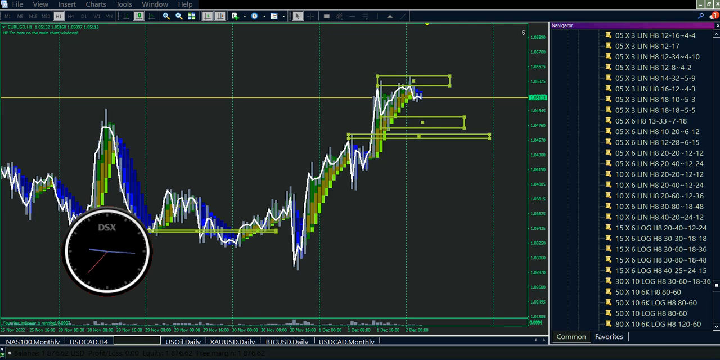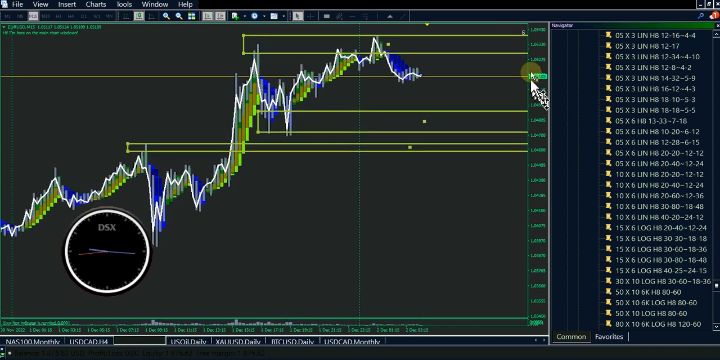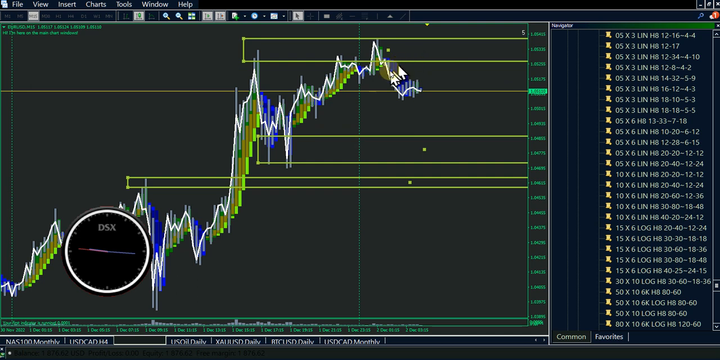Okay, it's 15 minutes after. We're going to go to the 15-minute chart and see if we're missing a trade right now. It looks like we're drifting sideways. The bears have come in.